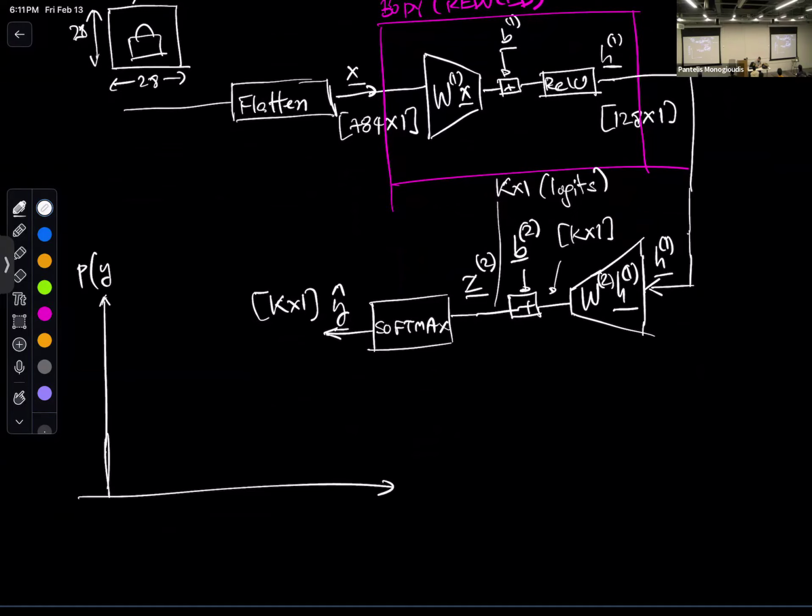Probability of y is equal to small letter k, because k is the index of the classes, given x, comma, theta. Theta, you guessed it. Theta is W, all the trainable parameters. We need to count them also. Sometimes people ask you, how many trainable parameters do you have in the network? Okay, so W1, B1, W2, B2. This whole thing is going to be your vector theta.